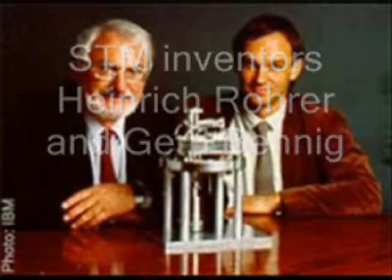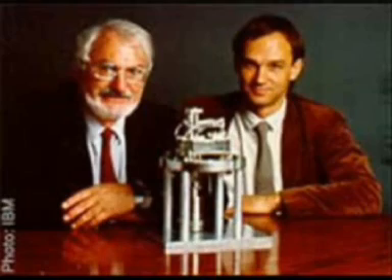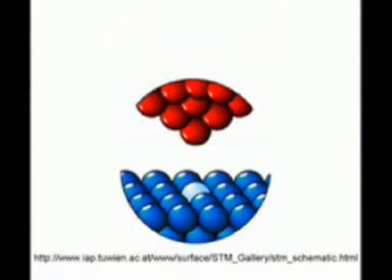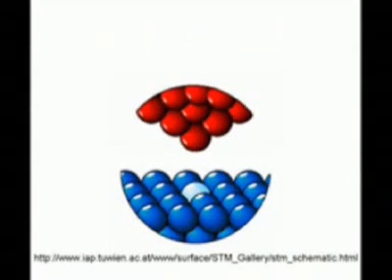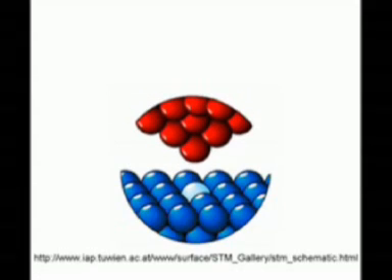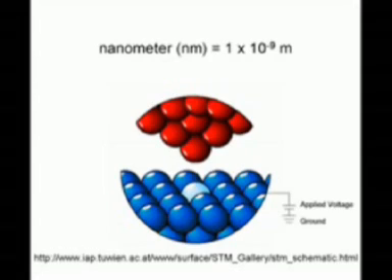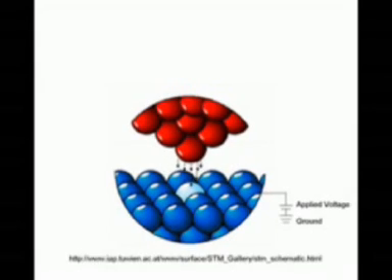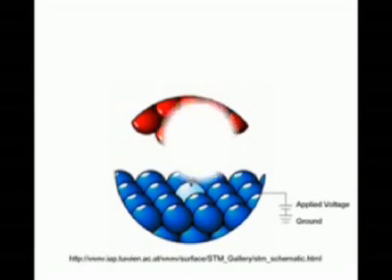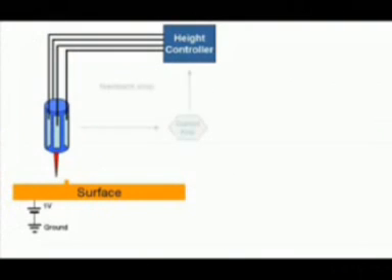In 1981, a new type of microscope called the scanning tunneling microscope, or STM, was invented. During STM operation, an atomically sharp conductive tip is brought within a nanometer of a conductive surface. A voltage is then applied between the tip and the surface, causing electrons to jump from the tip to the surface in a process called tunneling. The result is a small electrical current called the tunneling current.